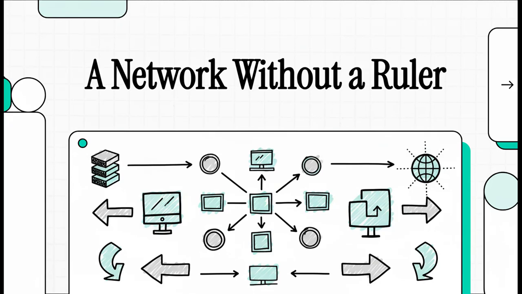All right, today we are going deep right under the hood of Bitcoin. We're not going to get into the price or the politics. Nope. We're talking about the core technology, the thing that lets a massive global network run with no CEO, no headquarters, and not a single person in charge. It's a network without a ruler, and we're about to figure out exactly how that's even possible.